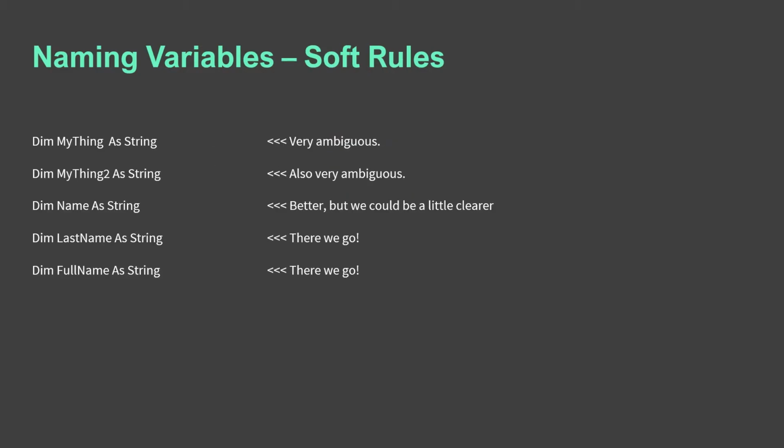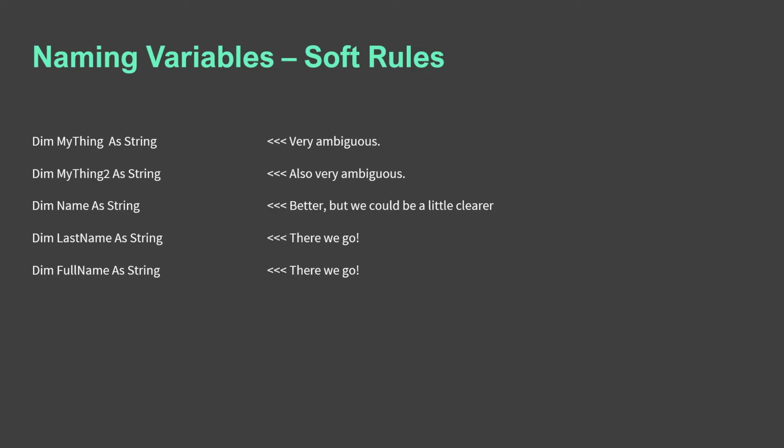Some soft rules. These are rules that won't return a syntax error, but it's not necessarily setting us up for success. We don't want to be ambiguous when we name our variables. So for example, my thing too. This is not giving me any context as to what is inside that variable. Is it a number? Is it a string? How do I think about this information inside my variable? What is it used for?